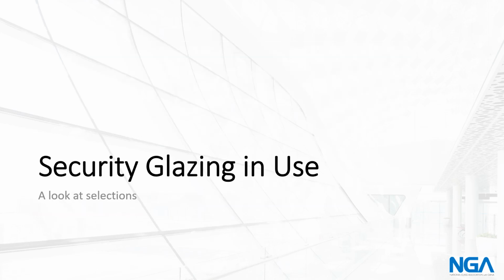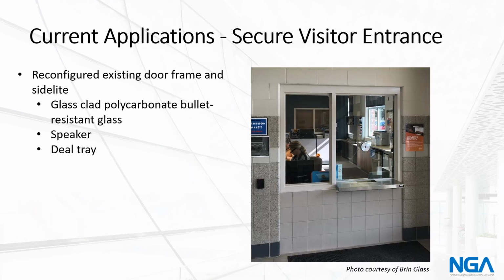We'll now look at examples of security glazing in educational buildings. This example shows a security upgrade to the visitor entrance of a school. The existing door frame and side light were reconfigured with glass-clad polycarbonate bullet-resistant glass. A speaker and deal tray were added for communication between visitors and school staff.